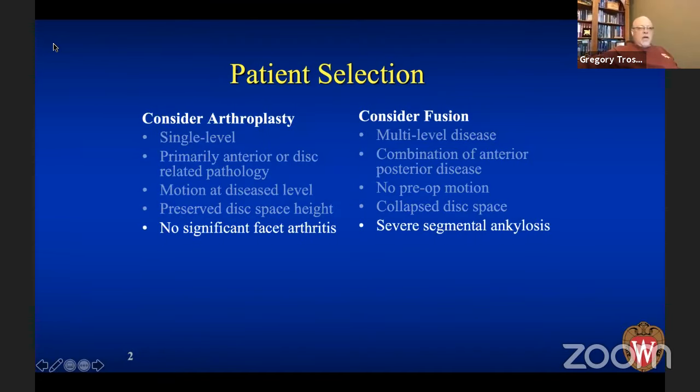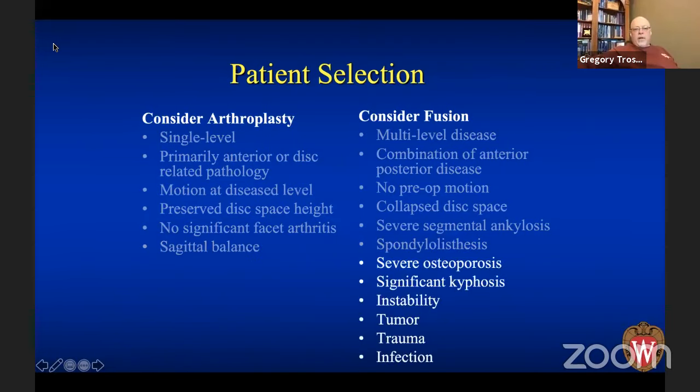Facet arthritis should be looked at when you do an arthroplasty. That's why we get plain films beforehand on every patient. People with a lot of facet arthritis tend not to move much. And then maintenance of sagittal balance is very important. Patients that are kyphotic will remain kyphotic. These are not alignment correcting devices. And that's why one of the most important things you should get pre-op is a standing lateral film.